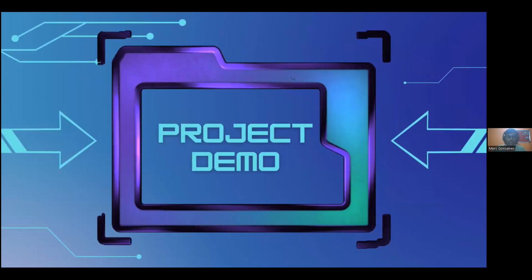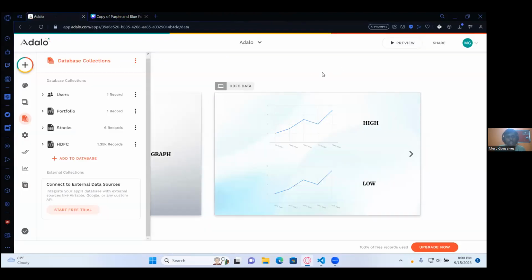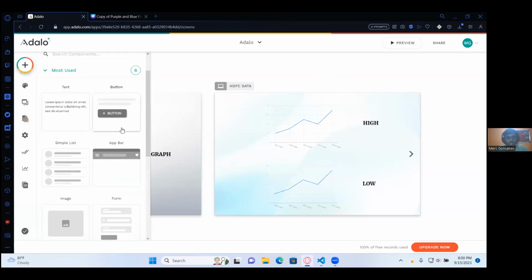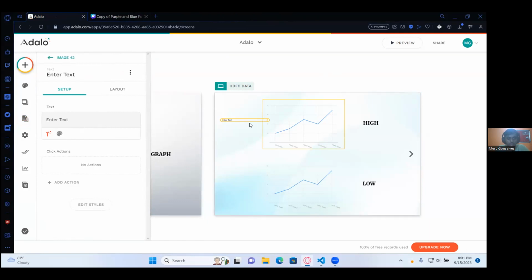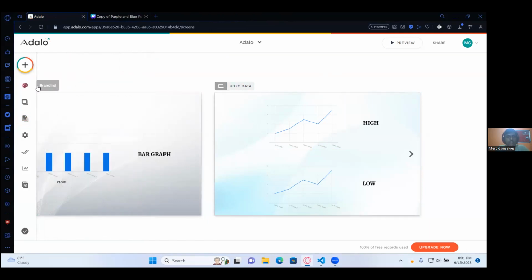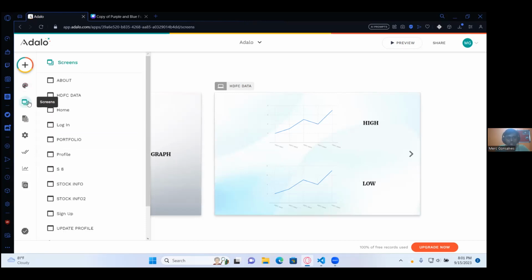Finally, let's move on to the project demo. I have already explained how Adalo works and what all of its components are, but I can go through it once for a quick recap. It has a lot of components which you can drag and drop, or edit to your liking. Here you have the branding, where you can change the color scheme of your website. Then these are the screens. These are some of the screens used in the previous project.